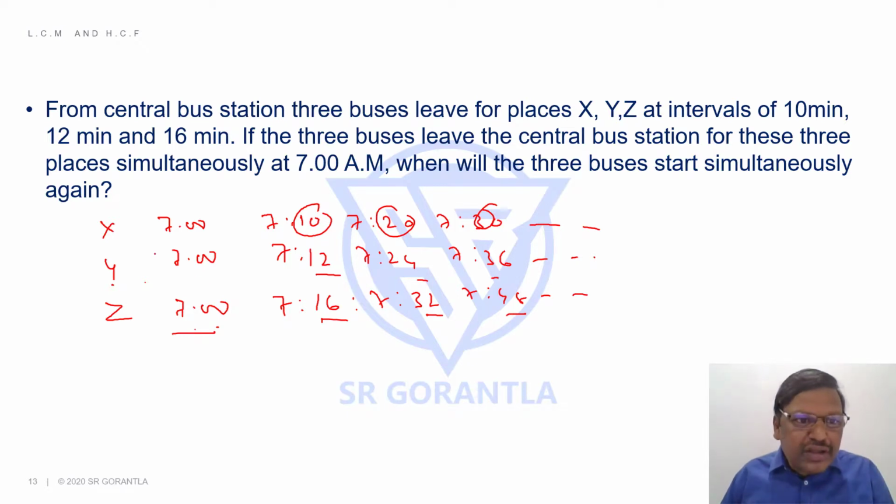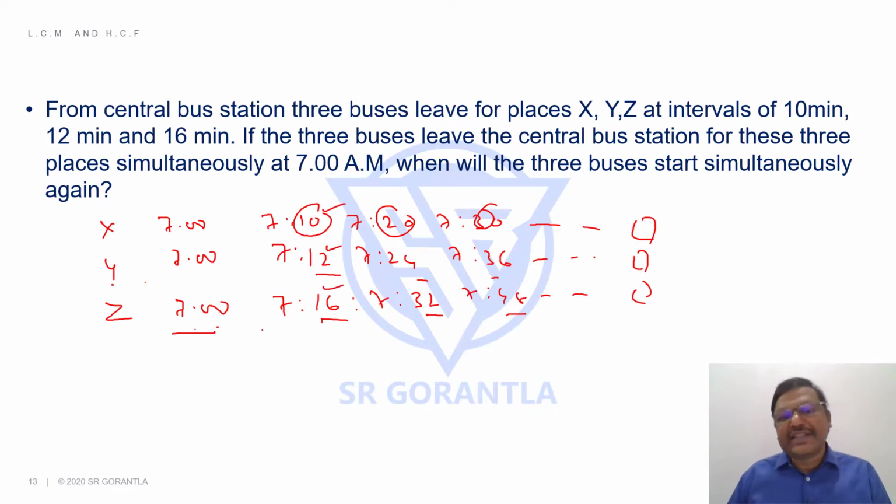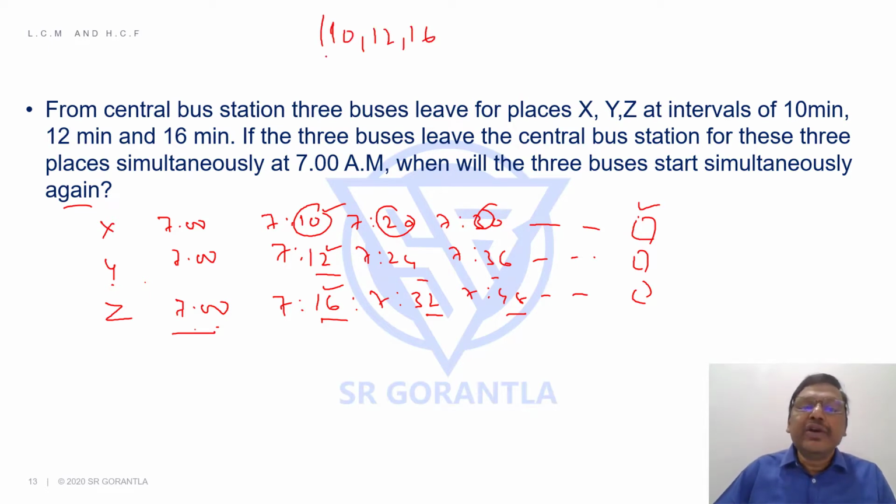So when all the 3 buses will leave simultaneously again, it should be a common multiple of 10, 12 and 16. There will be many common multiples of 10, 12 and 16. When will they leave again at the earliest? It will be the least common multiple of them. So what is the LCM of 10, 12, 16? You know how to find LCM. Please do that. You get 240.